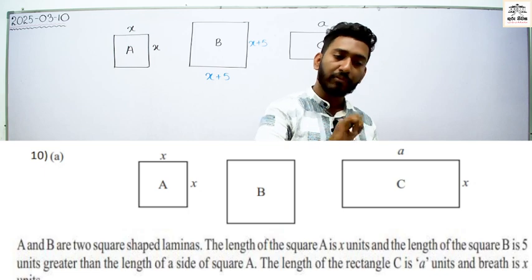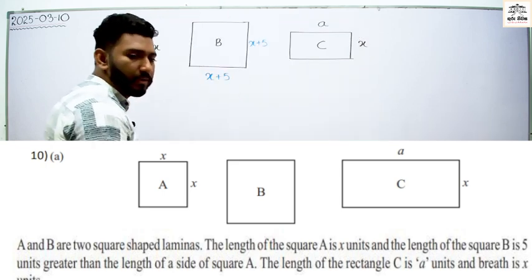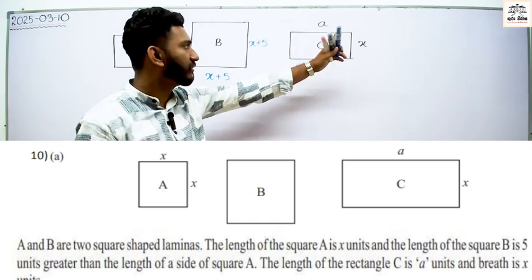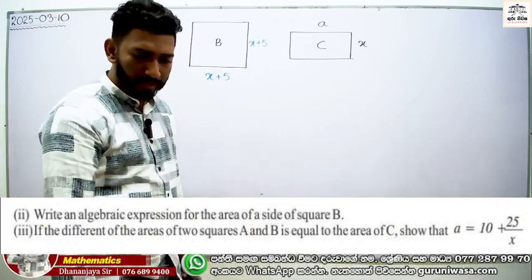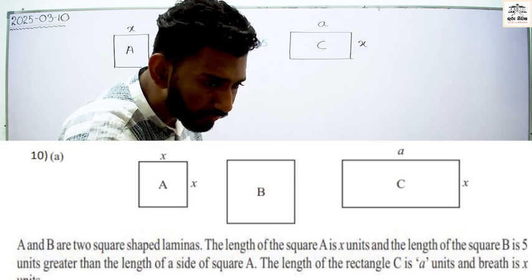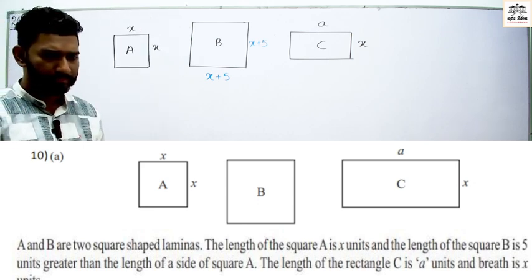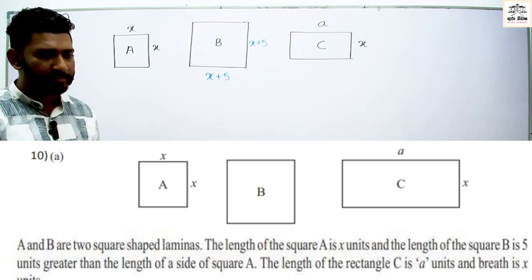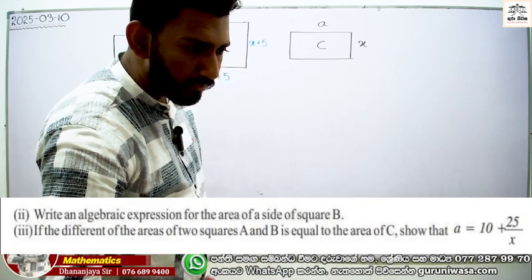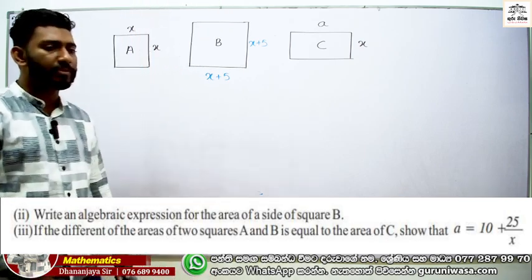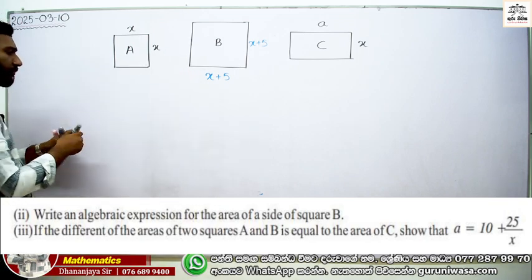The length of the rectangle C is a units, and the breadth is x units. Right. Now, question number 1. What is question number 1? The length of the rectangle C is right. Let's see, what it asks is: write an algebraic expression for the area of the side of square B. We need to find the area. That's easy, isn't it?